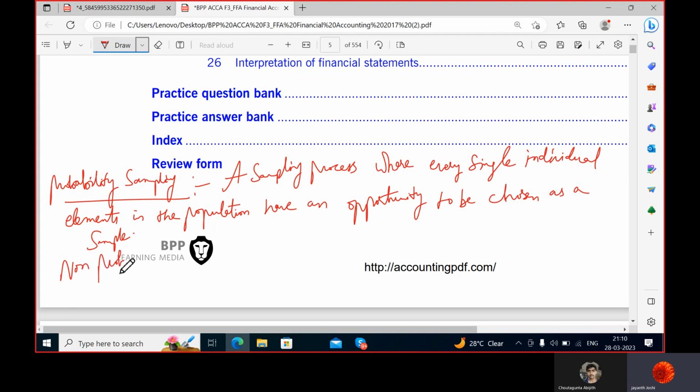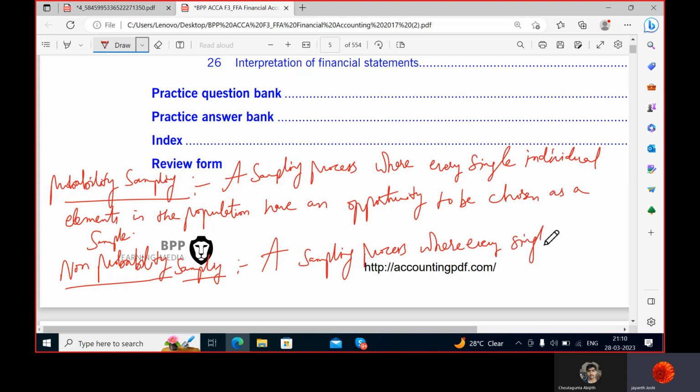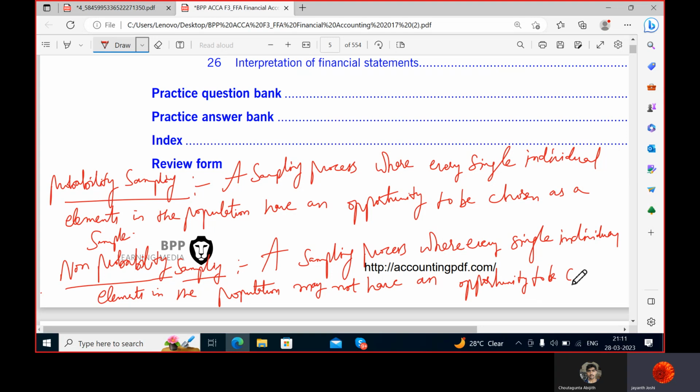And then comes non-probability sampling. It's vice versa. A sampling process where every single individual element in the population may not have an equal opportunity to be chosen as a sample.